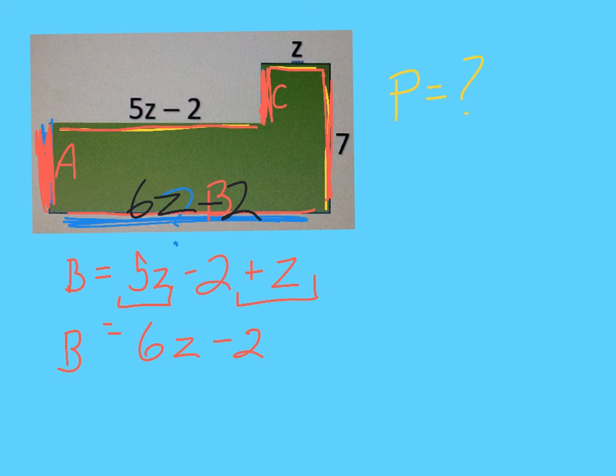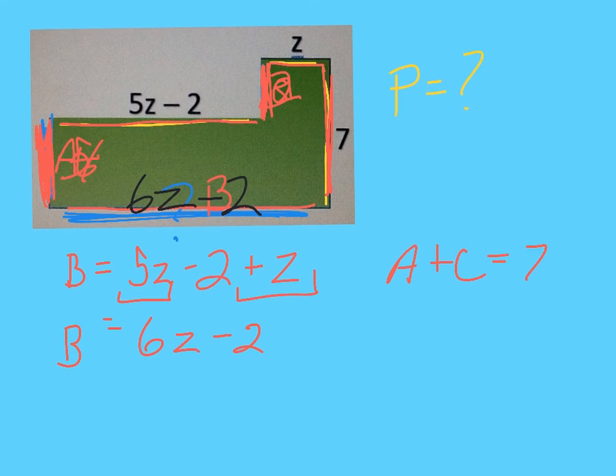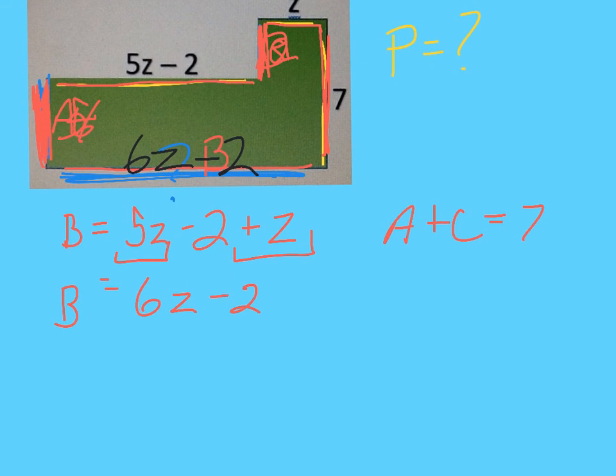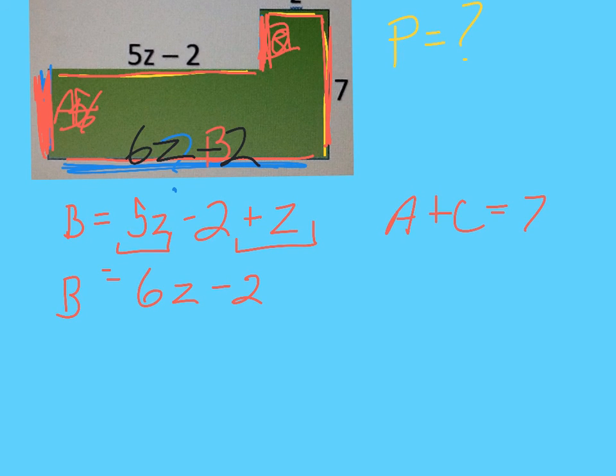Now we don't know for sure. It could be 6 and 1. It could be 5 and 2, 4 and 3. It doesn't matter. They just have to add to 7. So we have A plus C has to equal 7. That's what we know, and that's going to help us find our perimeter. So let's go ahead and see if we can find the perimeter. Remember that top part is z. So what is my perimeter?